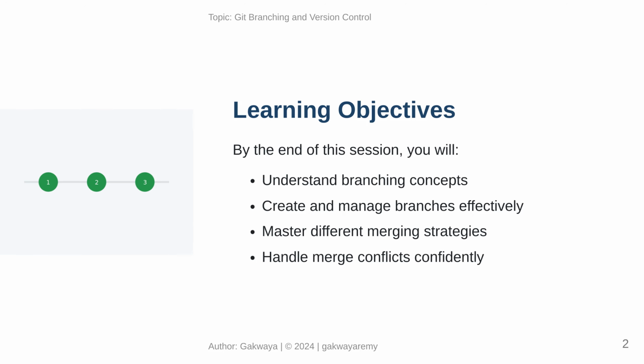These objectives form the foundation of effective version control. We'll start with the basics of branching and progressively move to more advanced concepts. By the end, you'll be comfortable creating branches, merging changes, and resolving any conflicts that arise. Think of this as learning to manage different timelines of your project.